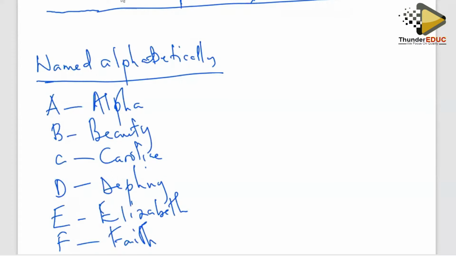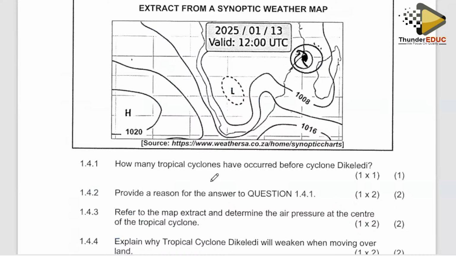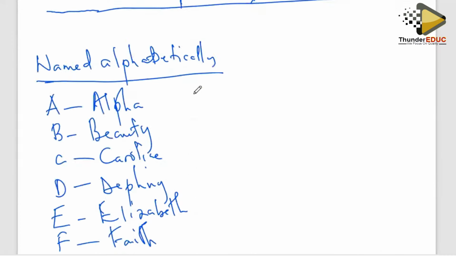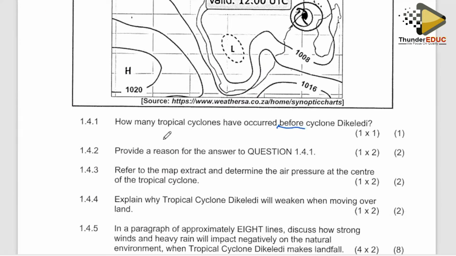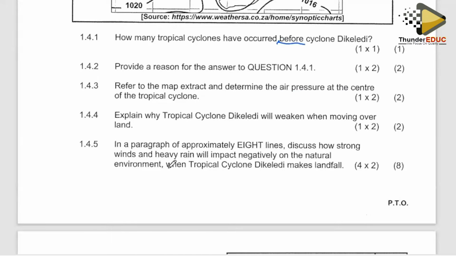So the question is saying, how many tropical cyclones have occurred before? Take note of the term before cyclone Dikeledi. Going back to our alphabet, D is letter 4, which means prior to this, we had 3 cyclones. Letter A, B, C. Then we had letter D. The question is saying before, which means you must not include that one. Provide the reason for the answer. The reason is that we are naming our tropical cyclones according to the alphabet, and letter D is the 4th letter. Therefore, 3 have occurred.